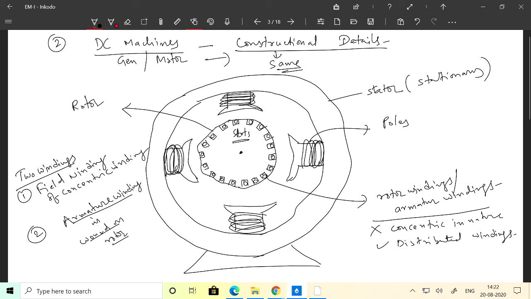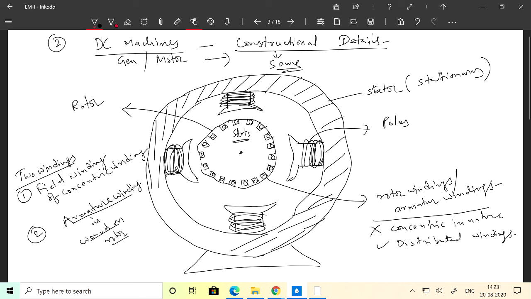Okay, so constructionally what you have seen here, you have stator core. This is stator core, which is fixed in nature. Okay, and pole windings, rotor slots, and rotor winding.